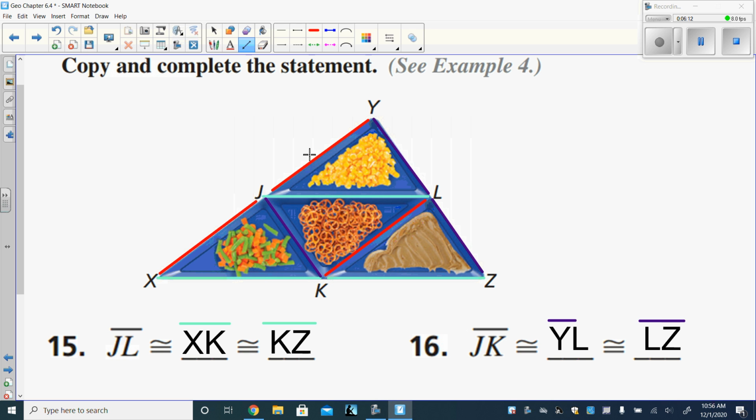Now when we look at this here, because we have all these mid-segments, we actually have 1, 2, 3, 4 congruent triangles when we draw the mid-segments. So when we draw the mid-segments in, it actually creates 4 congruent triangles. And that's it for this part.